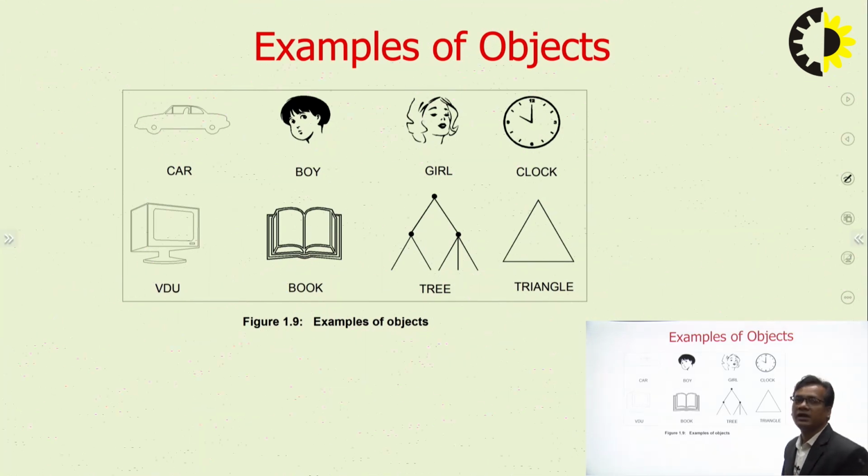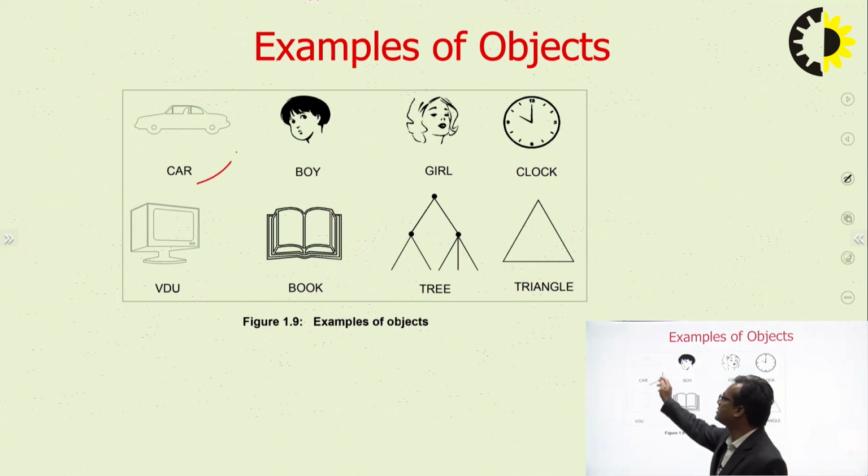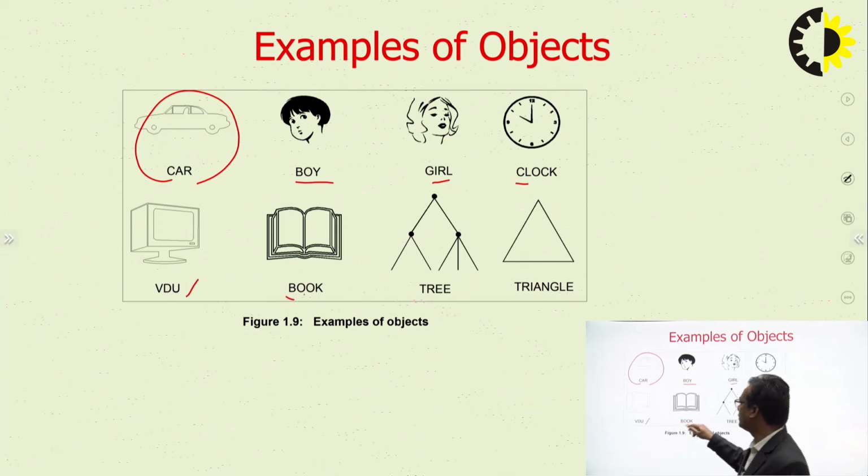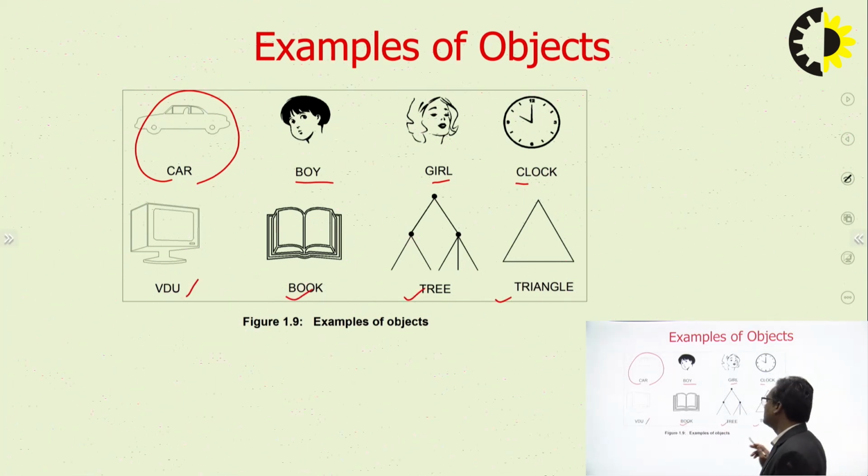Here are some examples of objects. You can see around yourself different kinds of objects. Like you see cars, boys, girls, clock, video, books, trees, triangle, whatever thing you interact with or see around you, all are examples of objects.